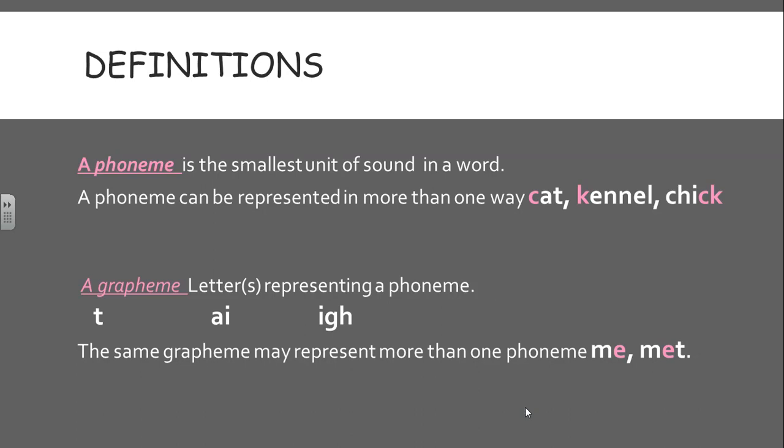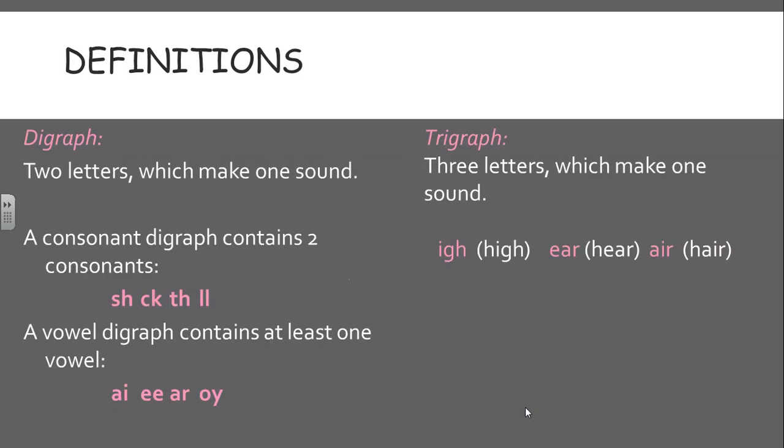A grapheme is the letters that represent a phoneme. For example, A, I together make the A sound. The same grapheme may represent more than one phoneme. For example, in the word me and met, the E makes the E sound in me and the E sound in met. A digraph is two letters which make one sound.